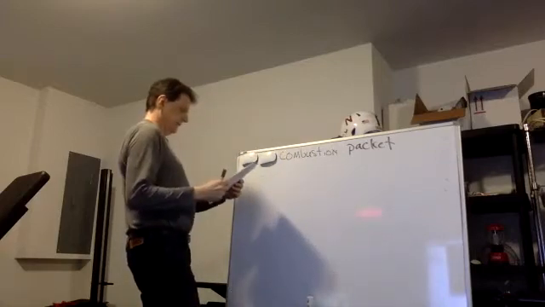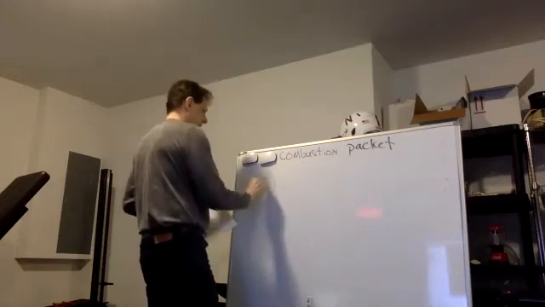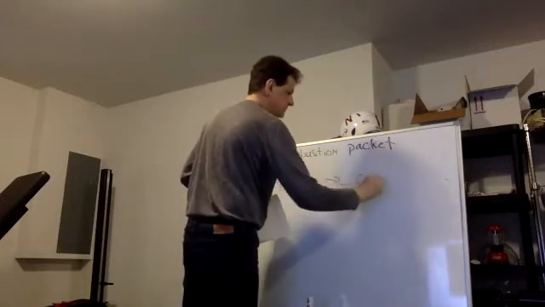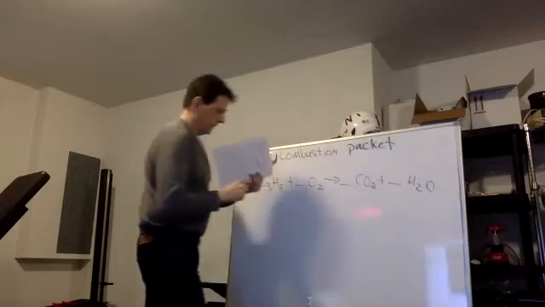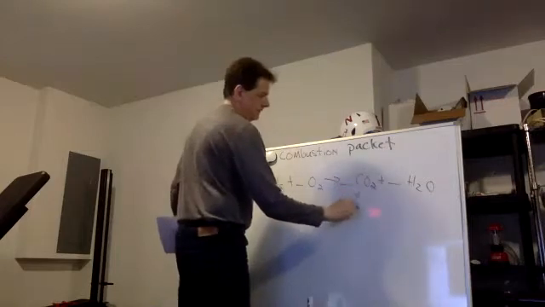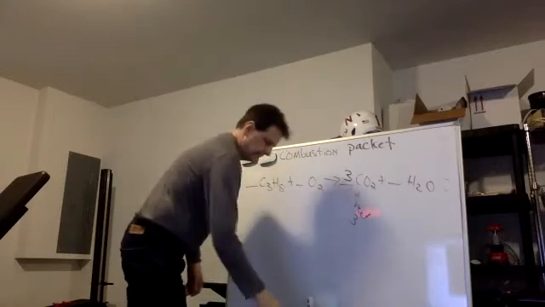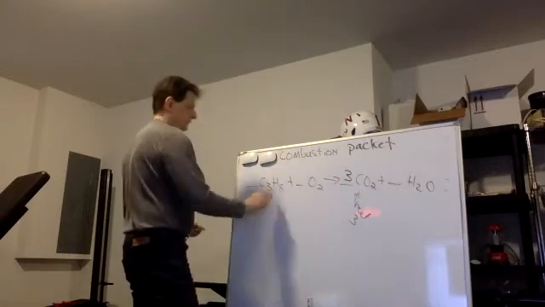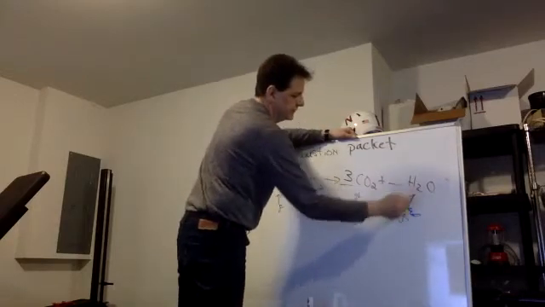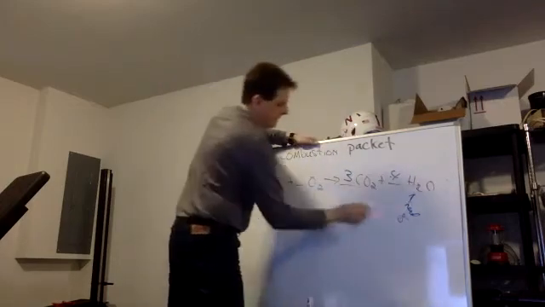All right, let's see here. C3H8. Again, start with carbon. You've got 3. The need here is 3. Then you're on to hydrogen. You have 8. The need here is 8. 2 goes into 8 4 times, or 4 times 2 gets you 8.